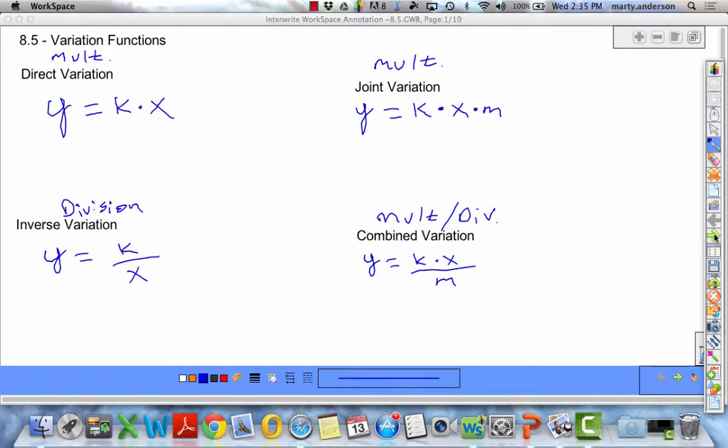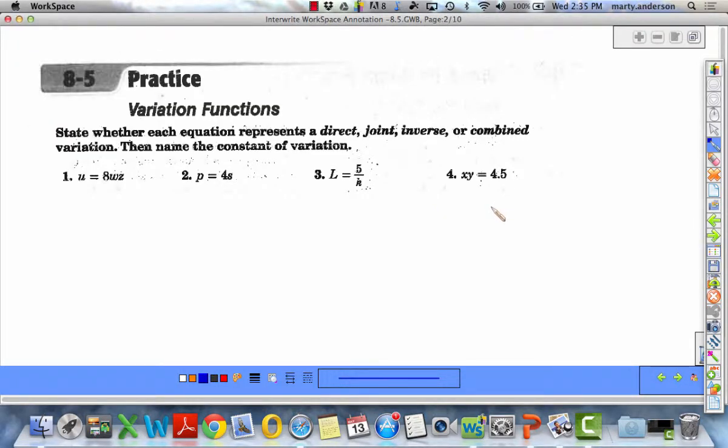Okay, so grab your worksheet and we'll take a look at these first couple of problems. State whether each equation represents a joint, inverse, or combined variation. So the first one, u equals 8 times w times z. Oh, we also have to name the constant of variation. So in this case, we have multiply, so u varies jointly with w and z. So we would call this joint variation, where k is equal to 8.